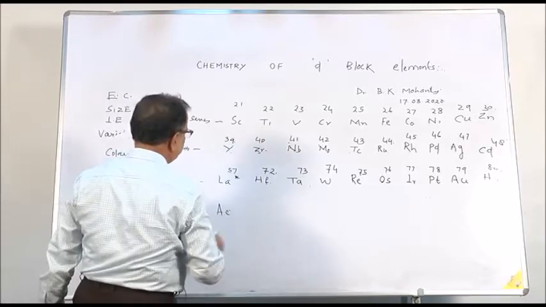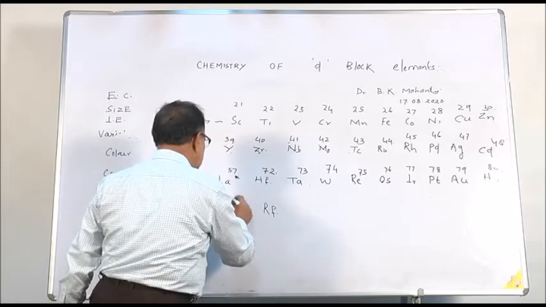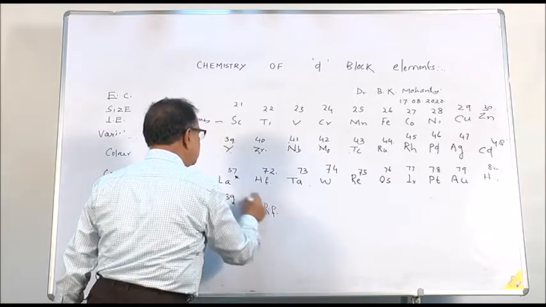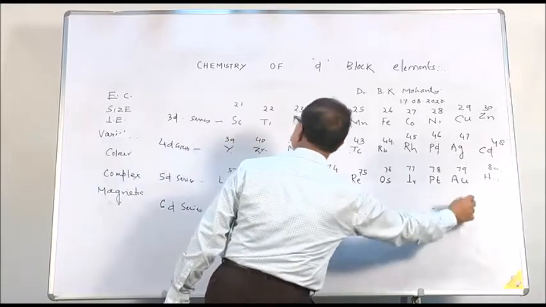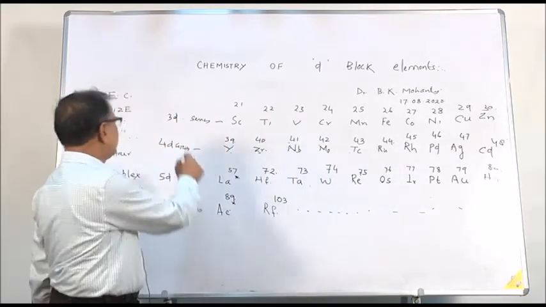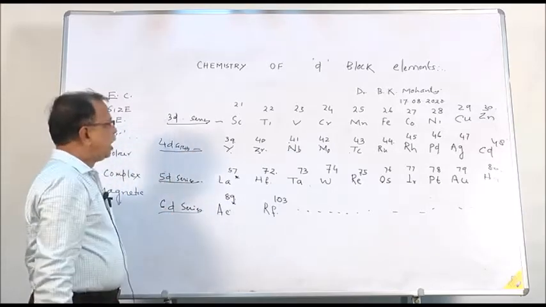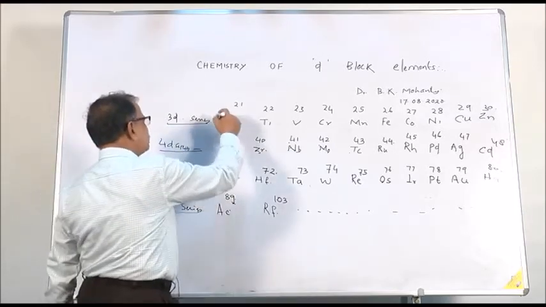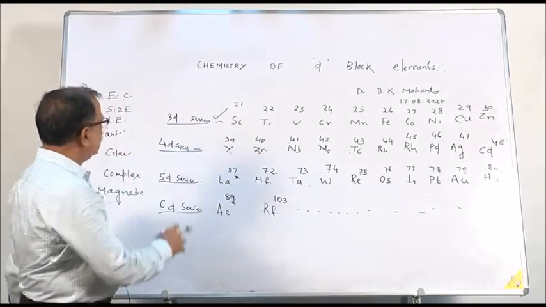Actinium to Rf, 89 to 103. These all belong to the 6d series. So there are the 3d series, 4d series, 5d series and 6d series. Among these, the most important is the 3d series, which we have discussed.